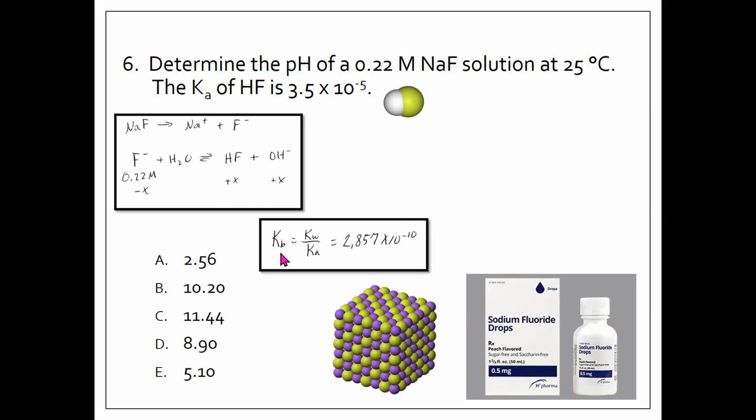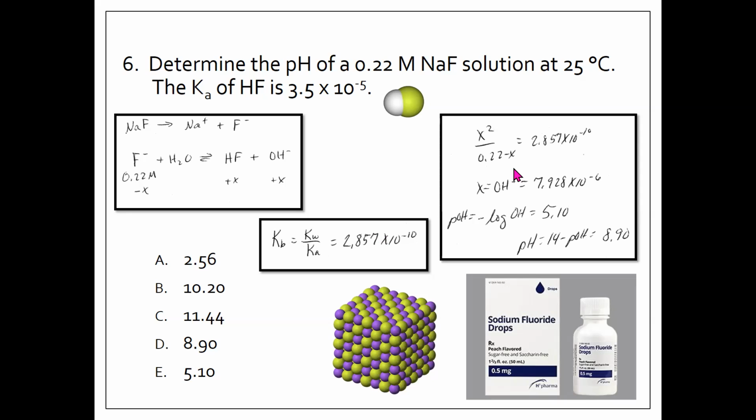We're going to set up the K, but the K that we have is the acid, and we're working with the base form of the reaction. So I need to convert my Ka to Kb. So remember, Ka times Kb equals Kw. If I divide the Kw by the Ka, this is how I'm getting the Kb. And so we solve for X here, the hydroxide concentration, take the negative log of that, and the negative log of that is the pOH. 14 minus the pOH equals 8.90.